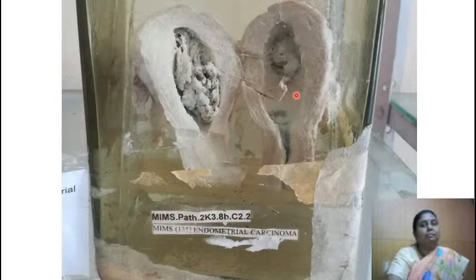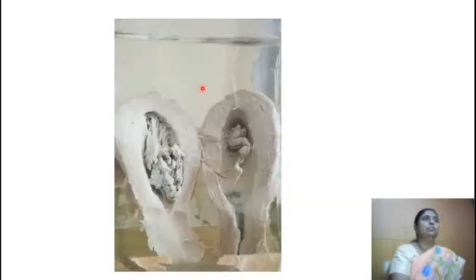Okay, a friable, a necrotic, and a polypoidal growth is usually a carcinoma. Yes, this is a closer view. See, this is your cervix, this is your endometrial cavity which has been dilated, and you are having a polypoidal growth which is filling the endometrial cavity. Okay, exophytic polypoidal growth.